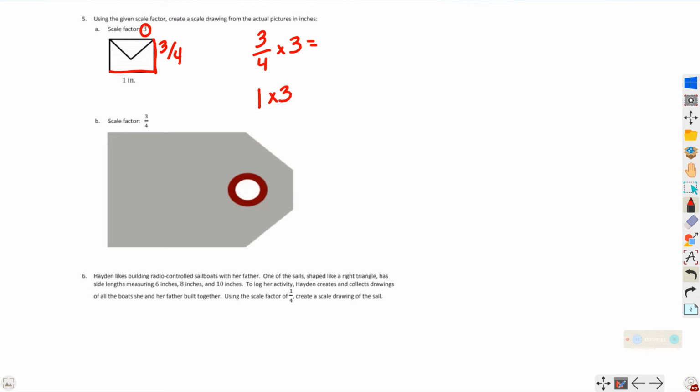That means that our height is going to be 3 times 3 is 9 over 4, and our base, 1 times 3, is going to be 3 inches. Leaving it in an improper fraction for this one makes it a little bit tricky when we're talking about measurements, because if you're trying to figure out where 9/4 is on a ruler, you're probably going to have a difficult time. This is one case where it would be best to change it back to a mixed number.